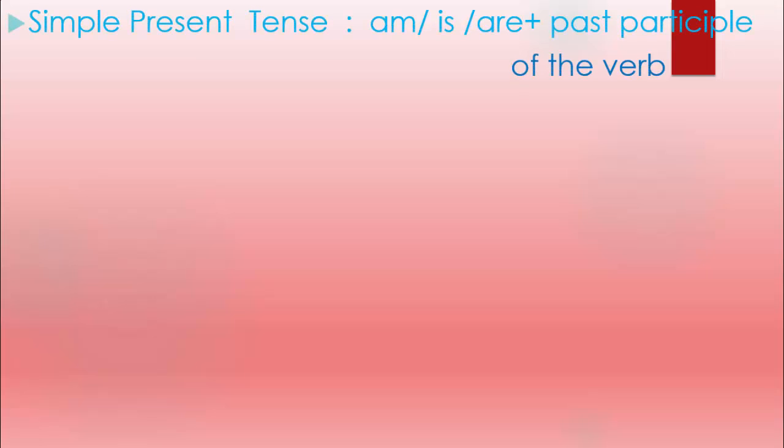Firstly, we will see simple present tense. The formula is am, is, are plus past participle of the verb. Let us see one example of simple present tense. I write a letter. I told you the rules.